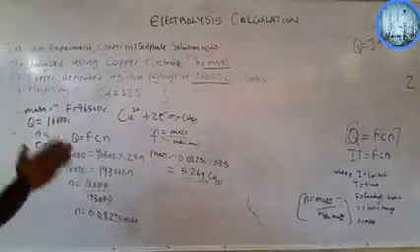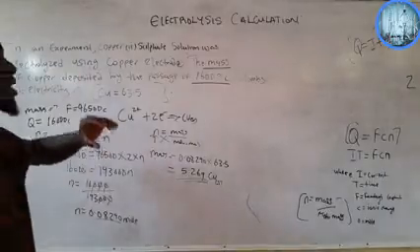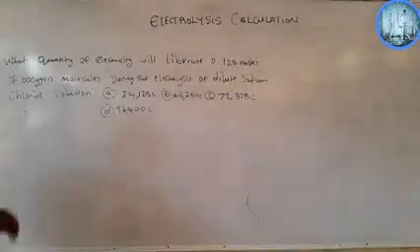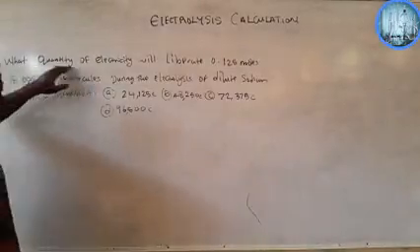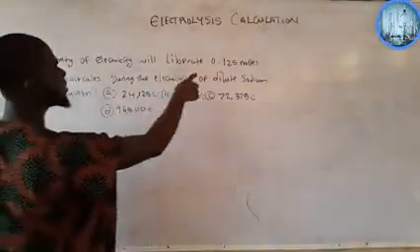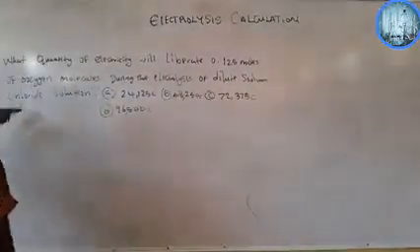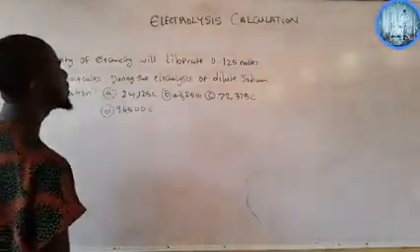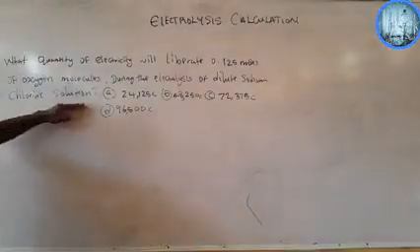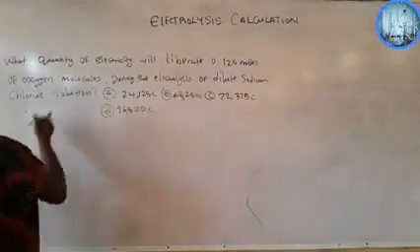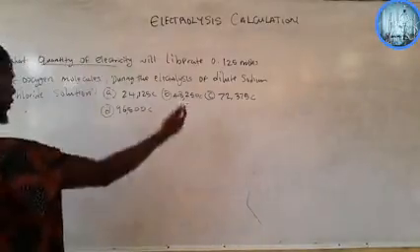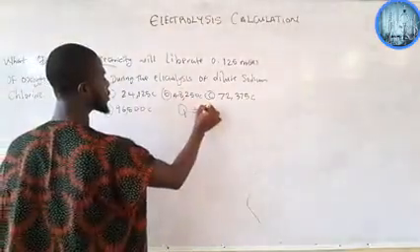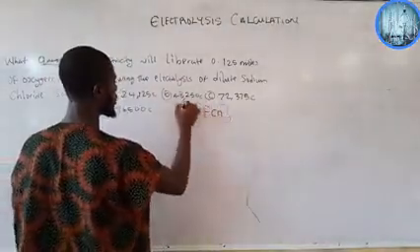One more question before we call it a day concerning calculations involving Faraday's first law of electrolysis. It says: what quantity of electricity will liberate 0.125 moles of oxygen molecule during the electrolysis of dilute sodium chloride solution? We're looking for the quantity of electricity, so, like I told you, we're going to be using the formula Q equals FCN.